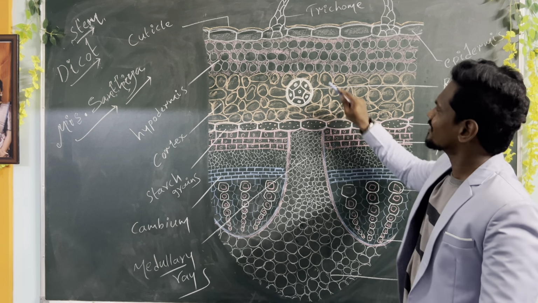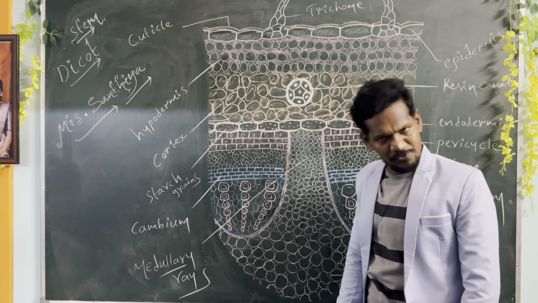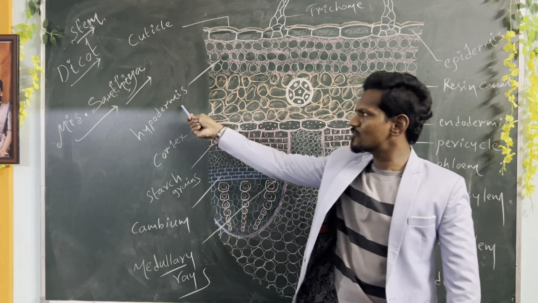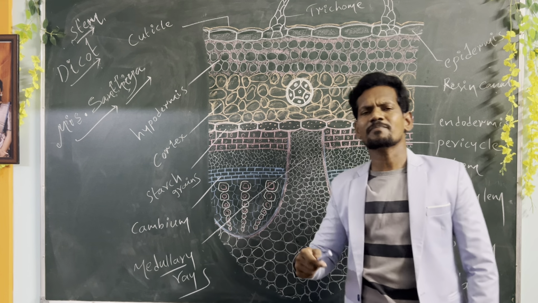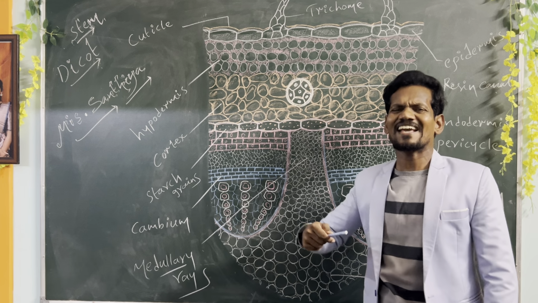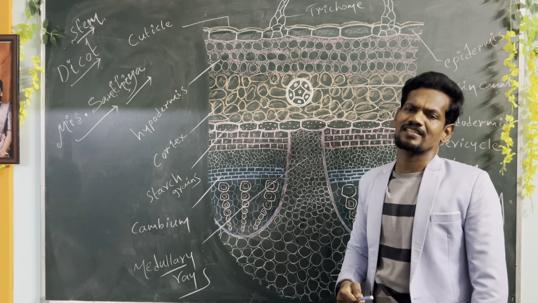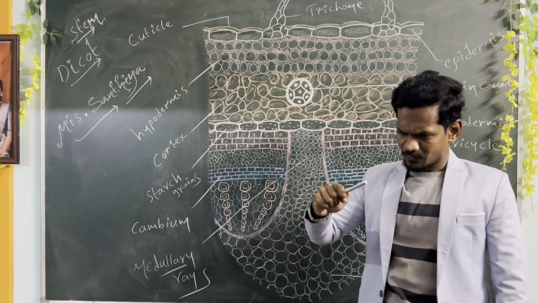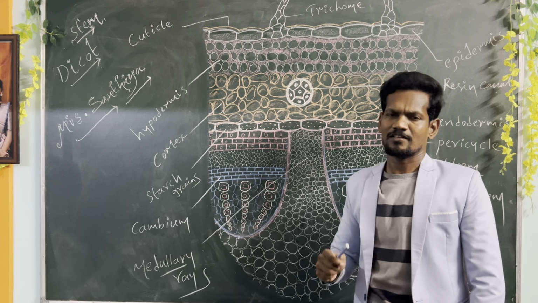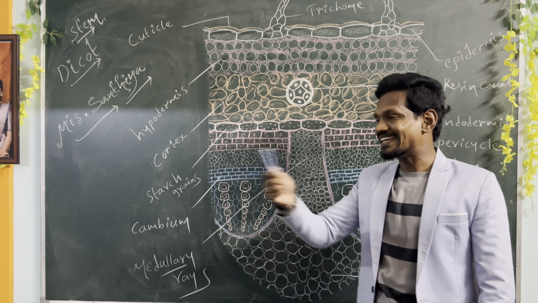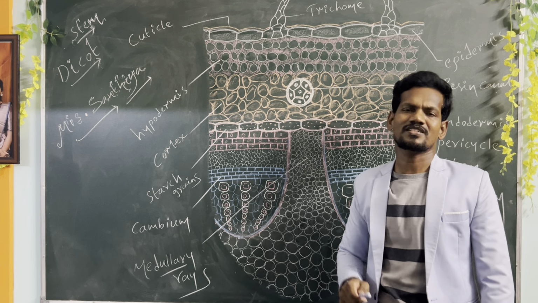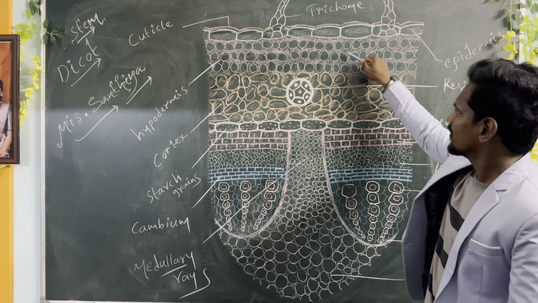So cells are thick, intercellular space is absent. The main function of this collenchymatous hypodermis is giving mechanical strength, flexibility and rigidity to the stem. So it prevents the branch or stem from breaking against the external factors. So that's called mechanical support or flexibility and rigidity. Done.